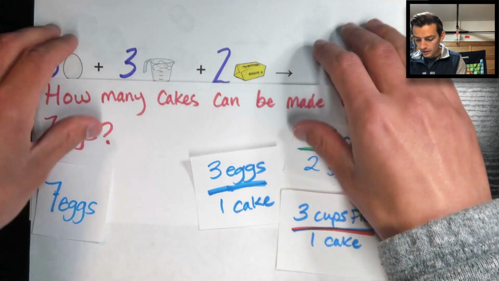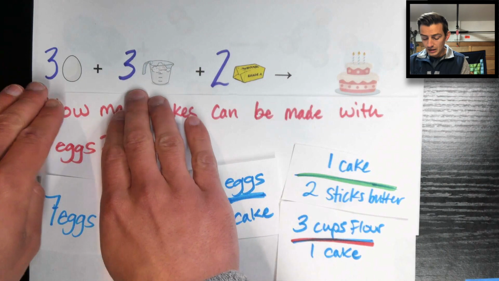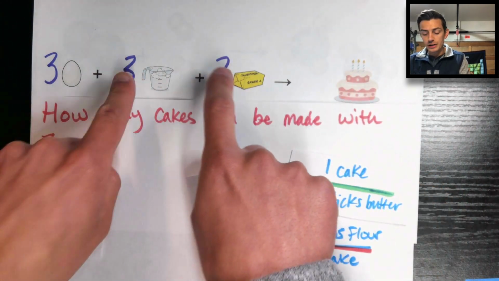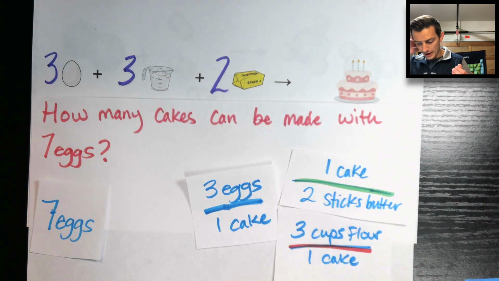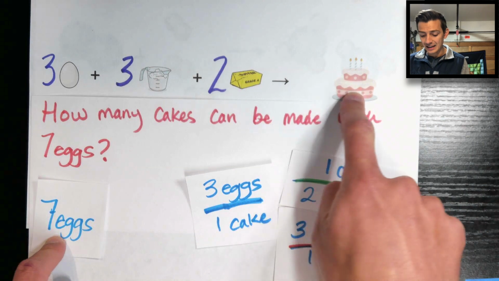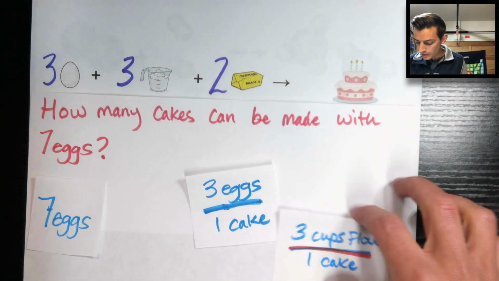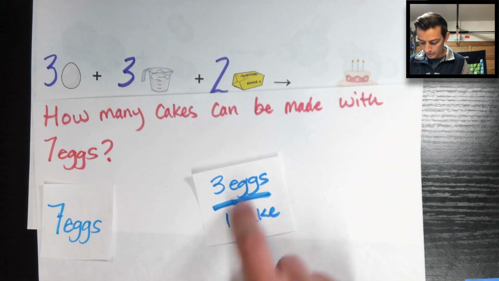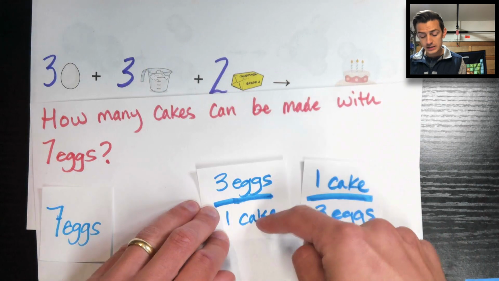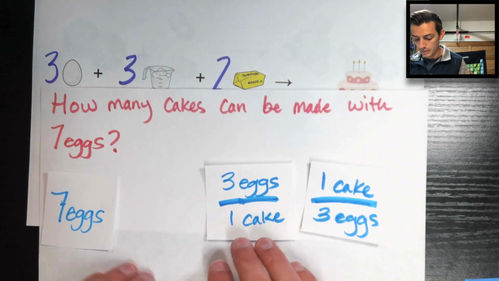Because in fact, there are relationships from every single ingredient to the cake itself, and from each ingredient to each other. So what is the conversion factor I need to use? I need the one that has both eggs and cake. That's all I need. I don't need to worry about butter. I don't need to worry about flour. I need to think about the one with eggs and cake. But which one am I going to use? The one with eggs on the top and cake on the bottom, or the one with cake on the top or eggs on the bottom?